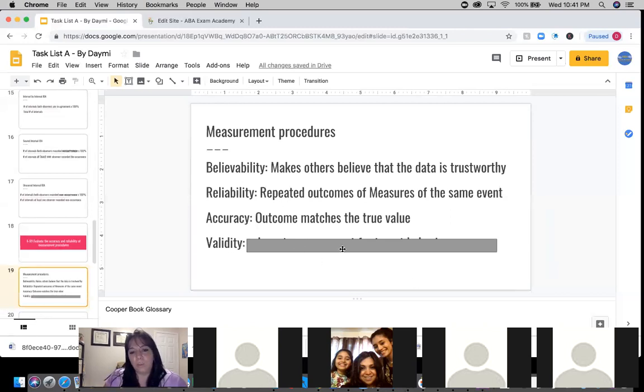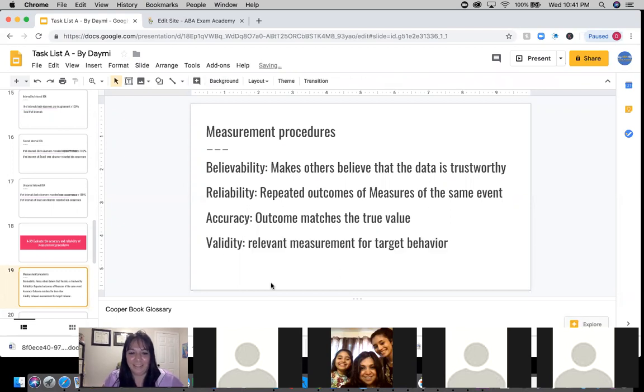All right, validity. Who wants to go for that one? It's the extent to which what you're measuring is actually what you said. Okay, and what does it need? It needs to have social what? Social validity, target behavior, right? Right. So it's relevant measurement for target behavior. Very good. Awesome, guys.